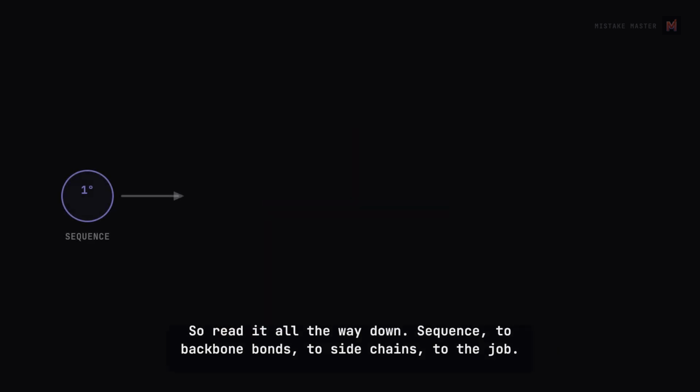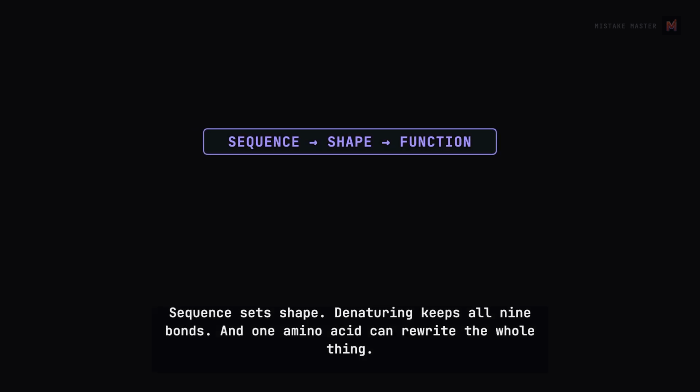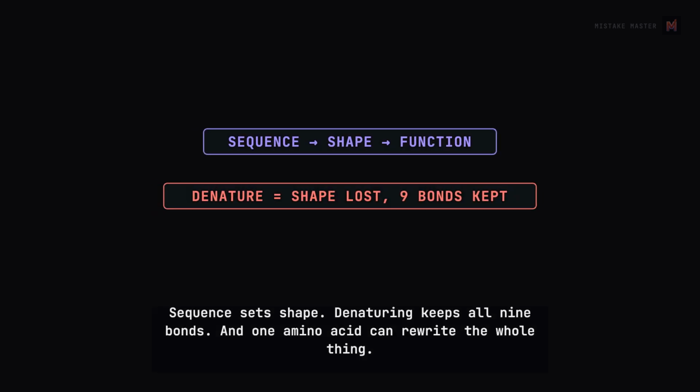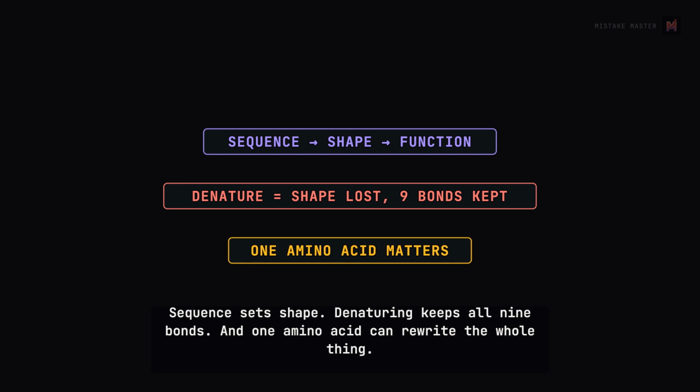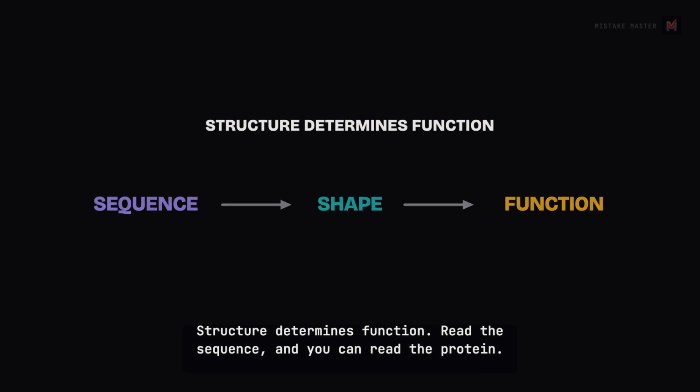So read it all the way down. Sequence to backbone bonds, to side chains, to the job. Sequence sets shape. Denaturing keeps all 9 bonds. And 1 amino acid can rewrite the whole thing. Structure determines function. Read the sequence and you can read the protein.